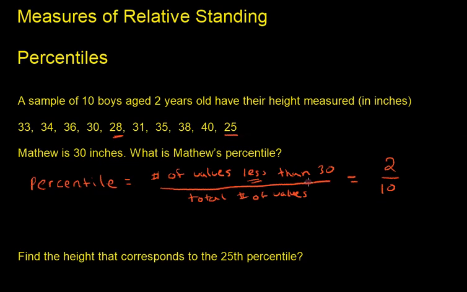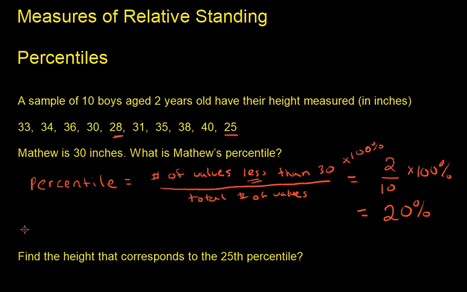Yeah, we should probably multiply this by 100%. Percentiles are usually given as percentages. So take whatever fraction you get and multiply that by 100%. So 0.2 times 100% will be 20%. So Matthew is in the 20th percentile, is what you could say.